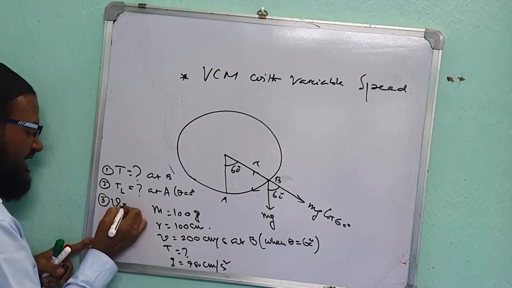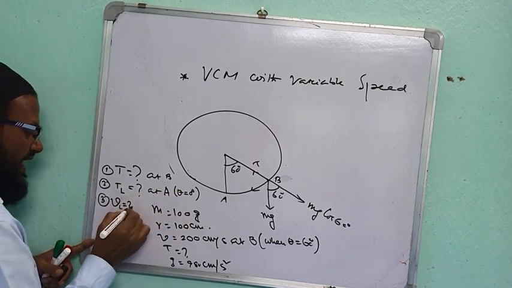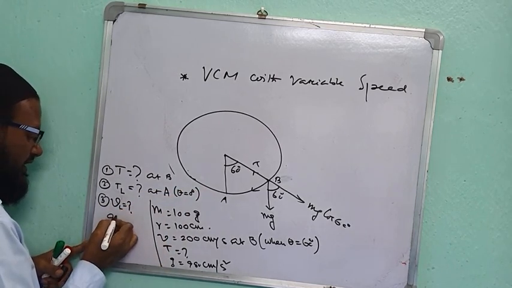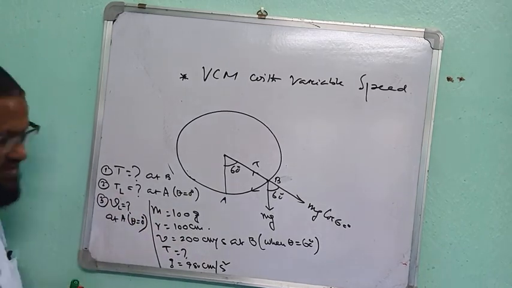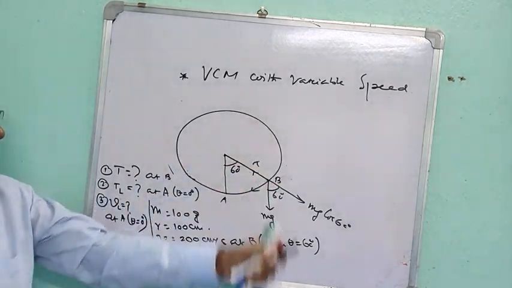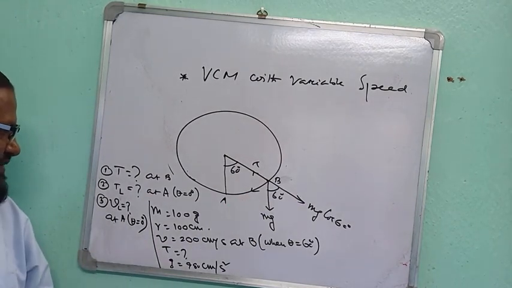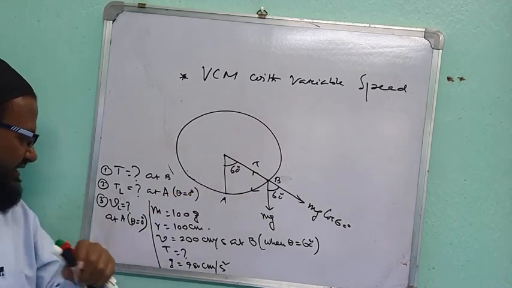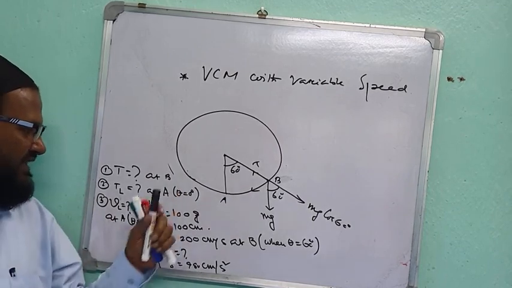Velocity at the lowest position, that is at A, is equal to 0. These are the three questions. Please write. These are the three questions. This is a vertical circular motion with variable speed. At B, velocity 200 centimeters per second. This is the 60 degree. This is g. This is r. This is A. Please calculate fast.